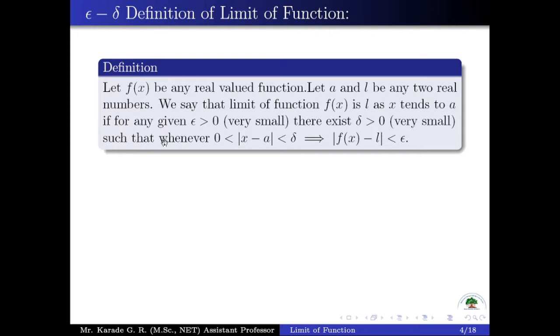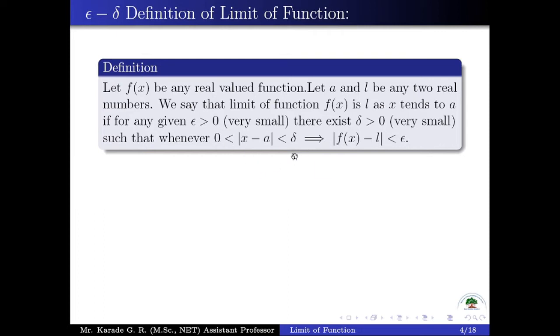If for any given epsilon greater than 0, epsilon is very small, there exists a delta greater than 0, so delta is also very small, such that whenever mod of x minus a is greater than 0 and less than delta, this implies mod of f of x minus L is less than epsilon. Now see here, this is again a definition of limit of function. What we have defined in the previous slide, the same thing we are putting here in terms of just notation.